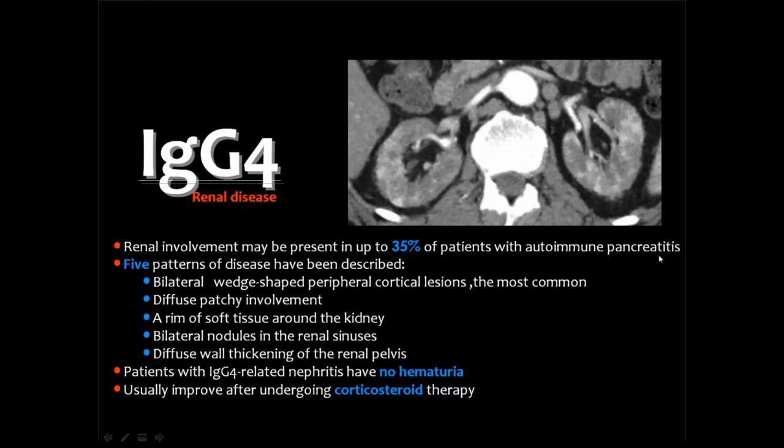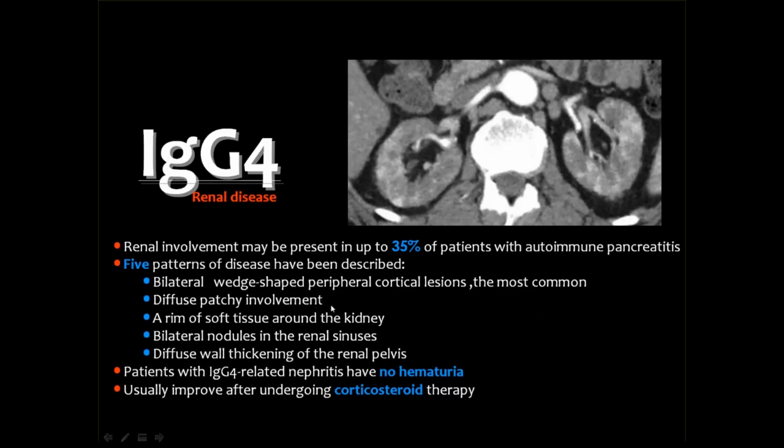Then we came to the affection of the kidneys, and this may be present in up to 35% of patients with autoimmune pancreatitis. Affection of the kidney may be one of five patterns. Number one, bilateral wedge-shaped peripheral cortical lesions, like this example, which are the most common appearance.